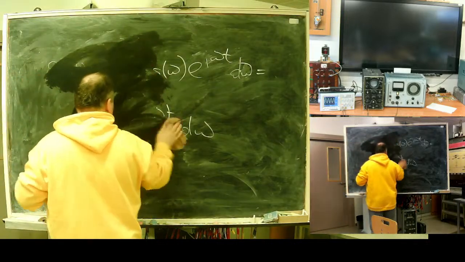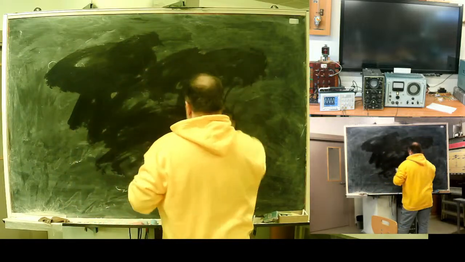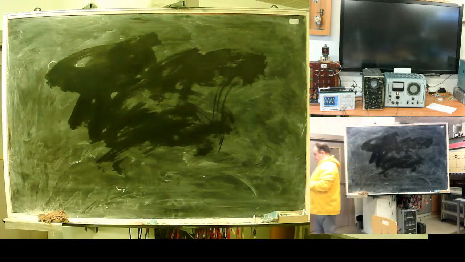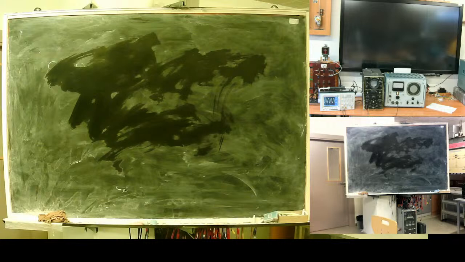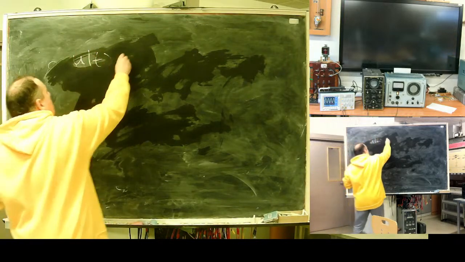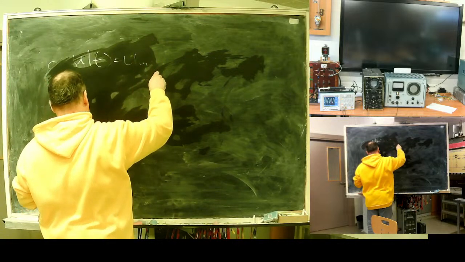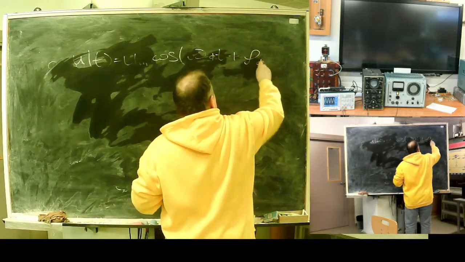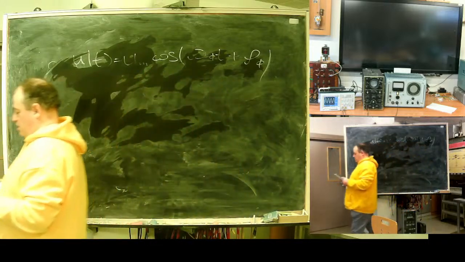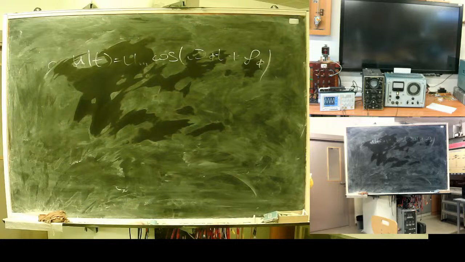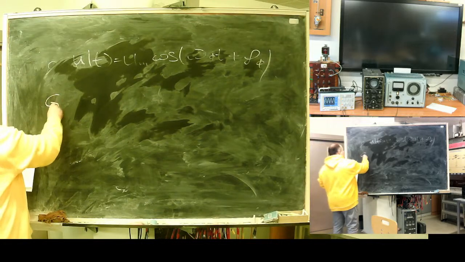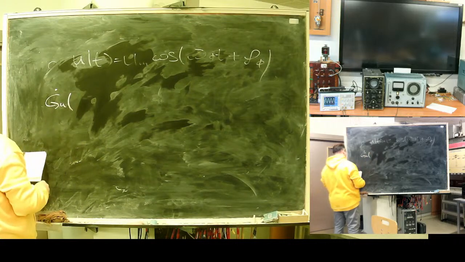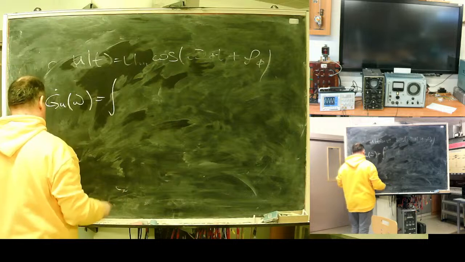Now, one small moment. Let's say I have something like maximum cosine of omega 0 time plus phi 0. I have a harmonic voltage. The spectral function of it will be what I need to write.